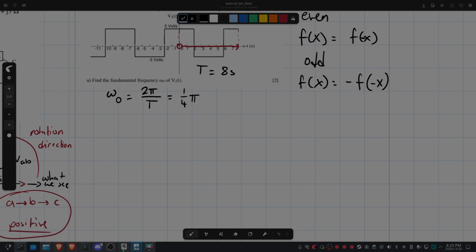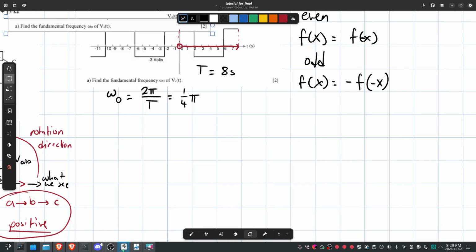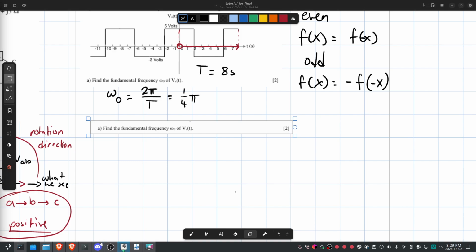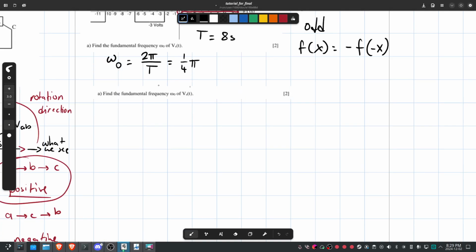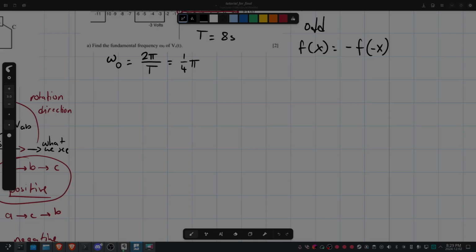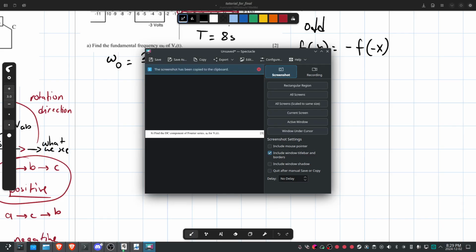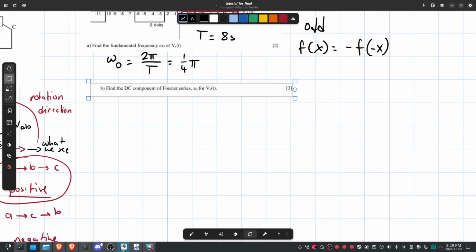Okay. Find the fundamental frequency of Vs. Oh sorry, this is the exact same question. Oopsie days. You see, even I'm starting to clock out. It's nearly 8:30. I'm on 5 hours of sleep. Don't ask.